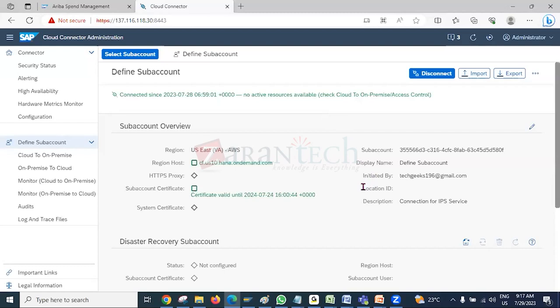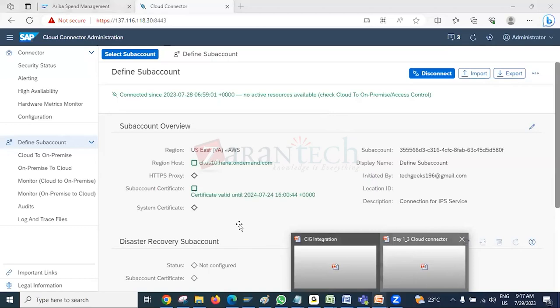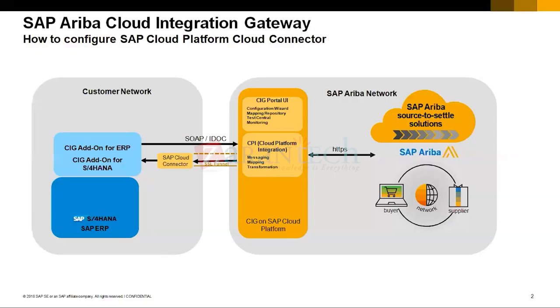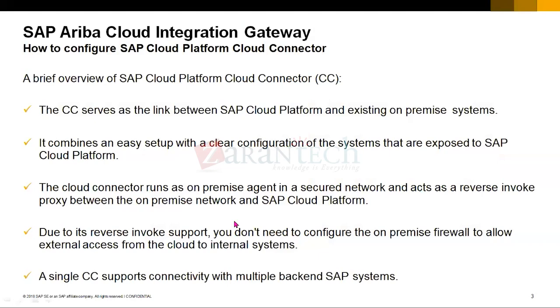Okay, so before talking about this cloud connector system, let me give some overview of the basic configuration and the implementation part of the cloud connector. That will help you understand it easily. As we discussed earlier about the setup, the cloud connector serves as a linkage between the cloud and your existing on-premise system. A single cloud connector supports connectivity with multiple backend systems. It's not that you need multiple cloud connectors if you have a multi-ERP system. A single cloud connector will support multiple ERP connectivity.